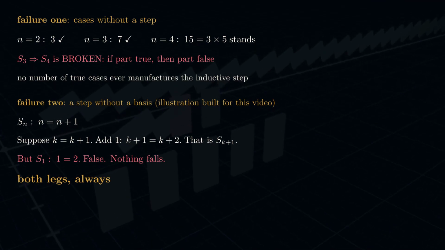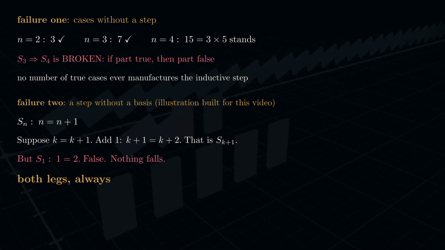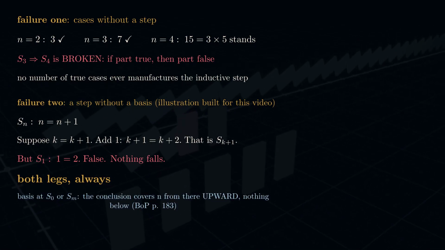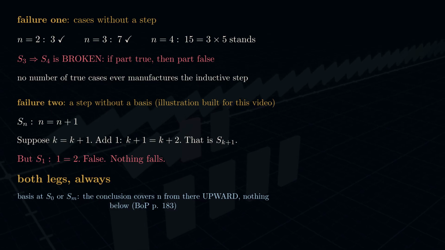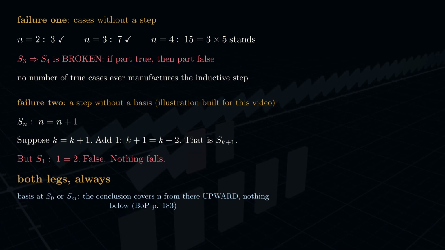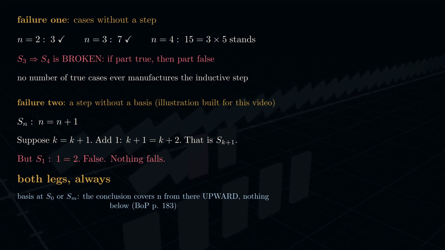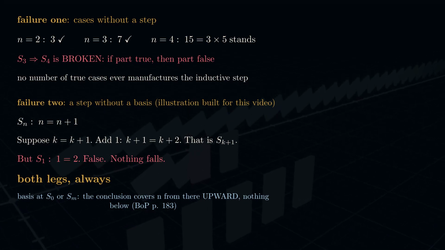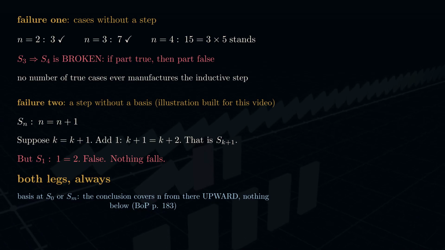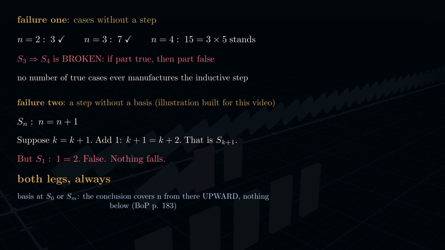And a small warning from your book about where the row starts. If your statements begin at 0 or at 8, the basis step is S0 or S8, and the conclusion covers every n from there upward, nothing below. Induction starting at S1 says nothing about 0 or the negative integers.